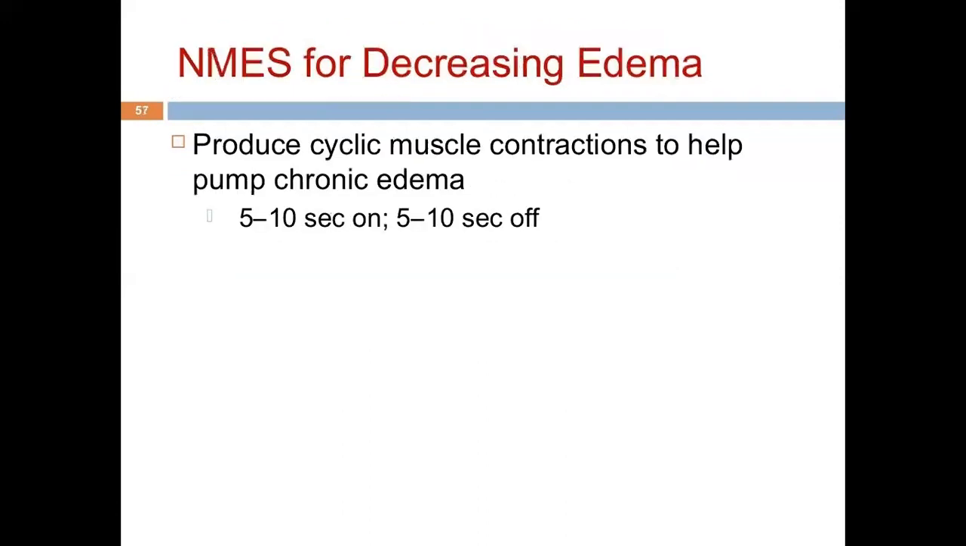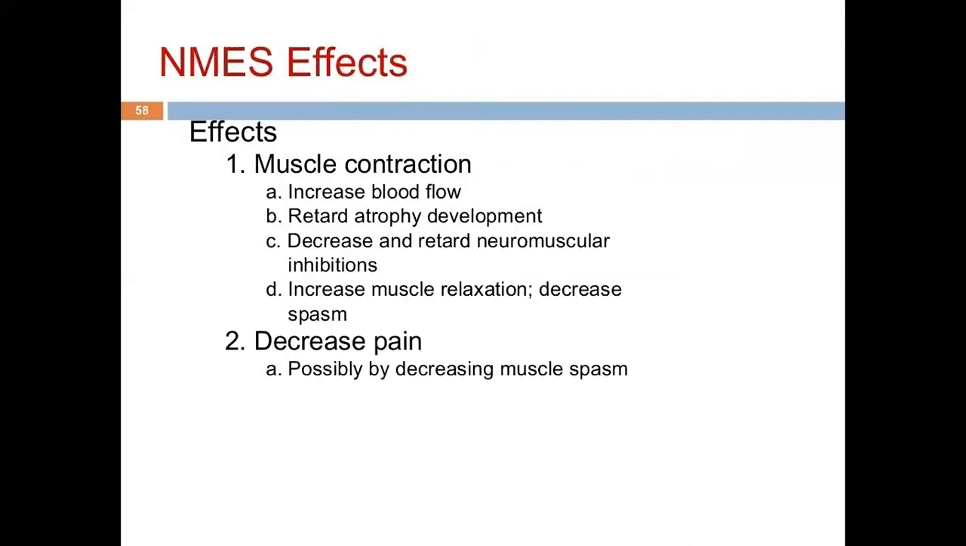Moving on to neuromuscular electrical stimulation for decreasing edema. It produces cyclic muscle contraction to help pump chronic edema, at 5 to 10 seconds on, 5 to 10 seconds off. The NMES effects are muscle contraction, increased blood flow, retarded atrophy development, decreased and retarded neuromuscular inhibition, decreased muscle relaxation, and decreased spasm. It decreases pain, possibly by decreasing the muscle spasm.